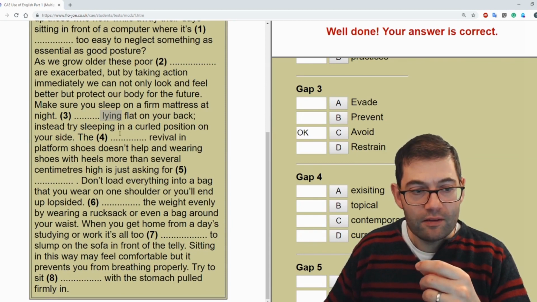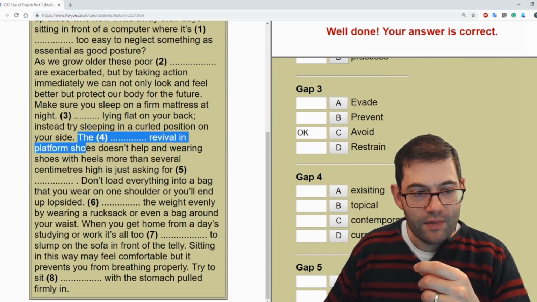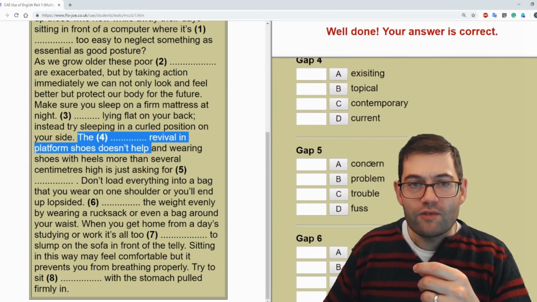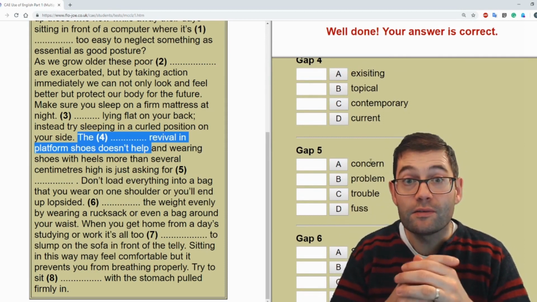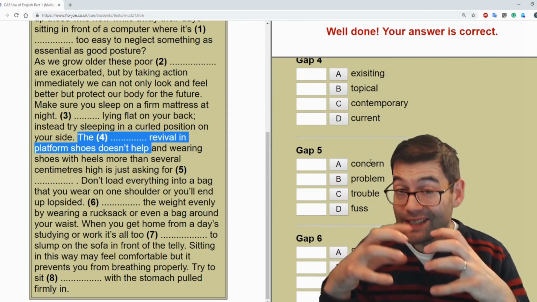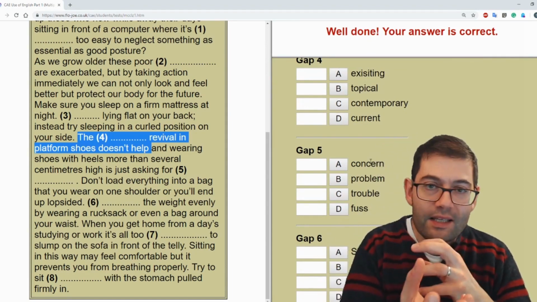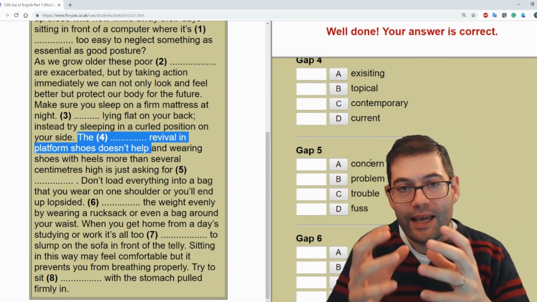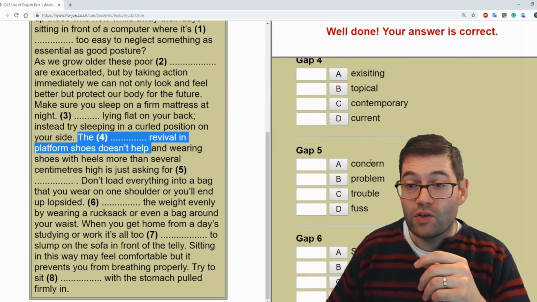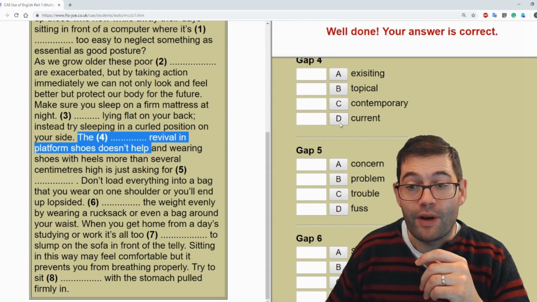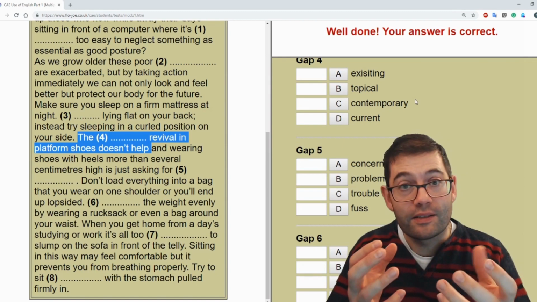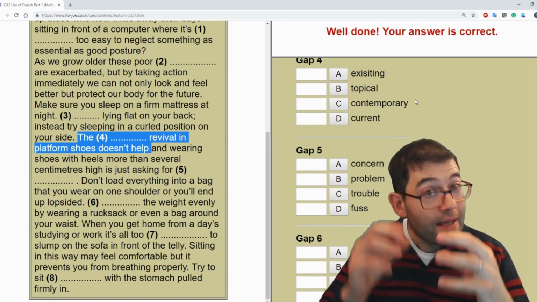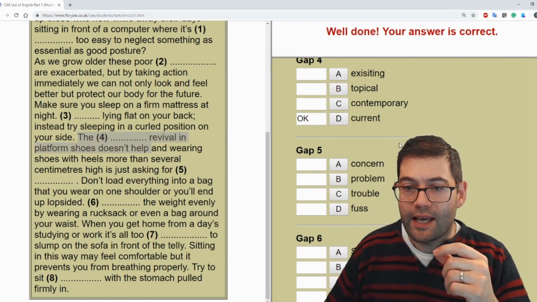Instead, try sleeping in a curled position on your side. The something revival in platform shoes doesn't help. If there's a revival, it means that something has come back into fashion, and the context of this article suggests that it's back in fashion now, not recently in the past, but now. And that helps us choose between these two answers here, contemporary and current. Contemporary means the recent past, whereas current means now, and that's why it is our answer.